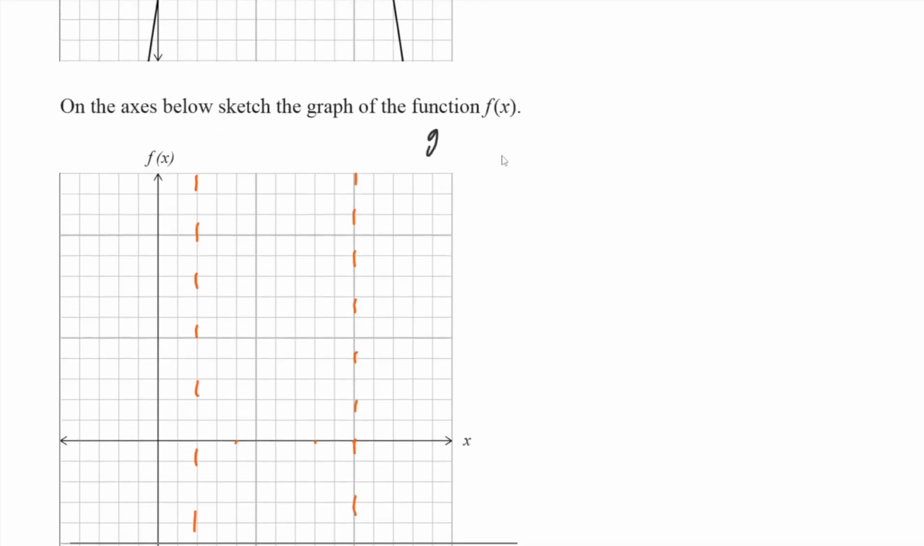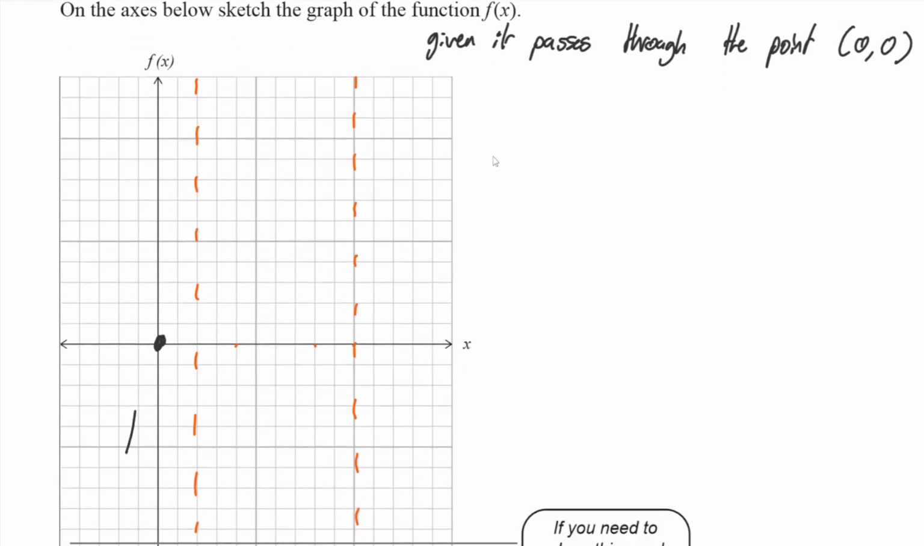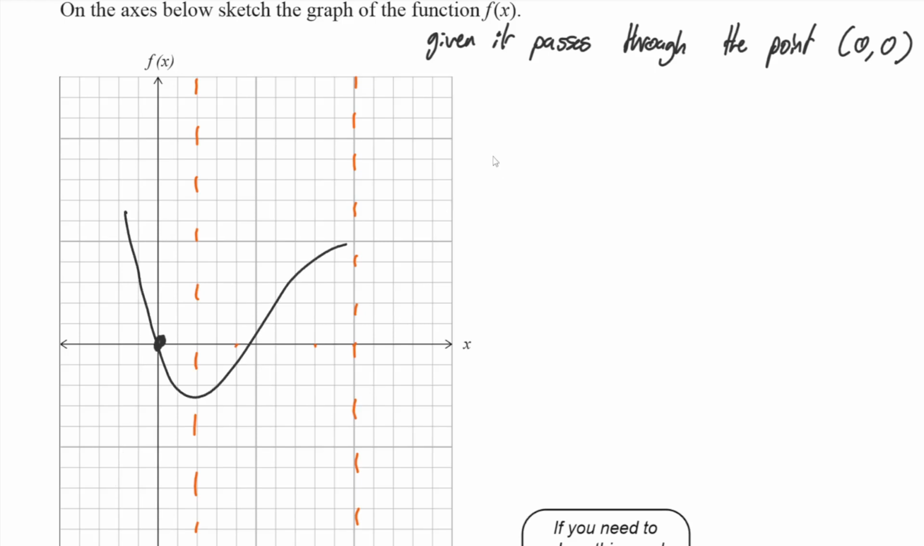Usually, they would say, given it passes through, let's say, the point 0, 0. So if they give us a point, then we can restrict our shape to look something like that. Right, of course, it is still a sketch. Oh, that's a positive cubic, isn't it? We know it's a negative cubic, so the minimum comes first.